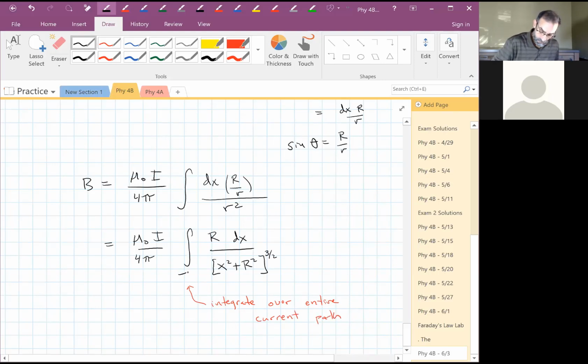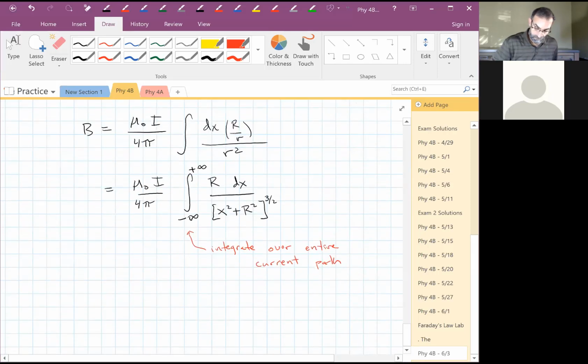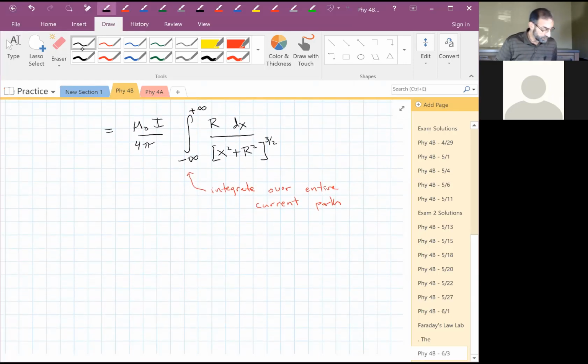So negative infinity to positive infinity. All right. Let's just finish this off, and then we'll take a little break. Because this is symmetric, we can just go, sometimes it's easier, sometimes it's not, 2 times the integral from 0 to infinity. This is symmetric, we can do that. You can't always do that.